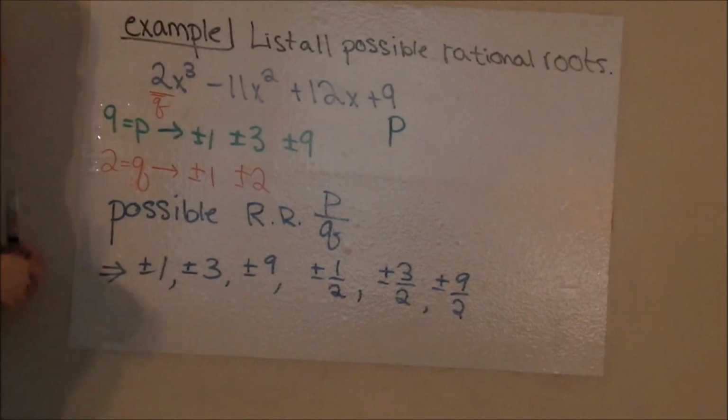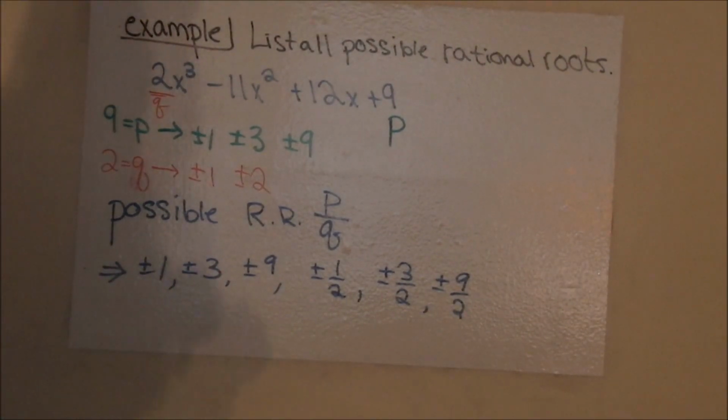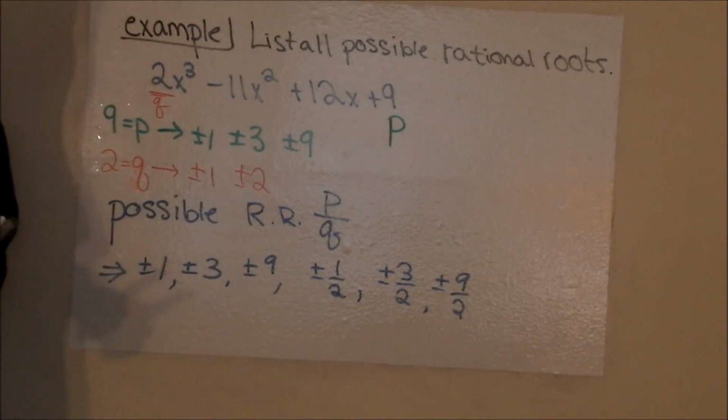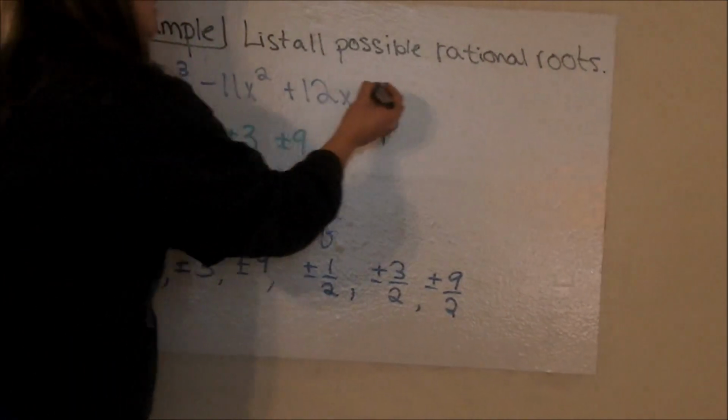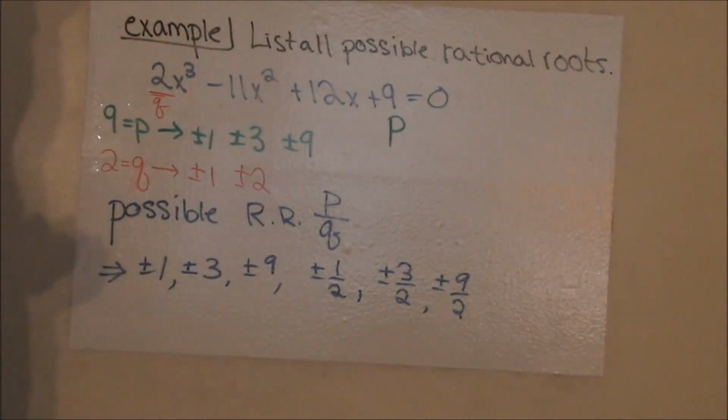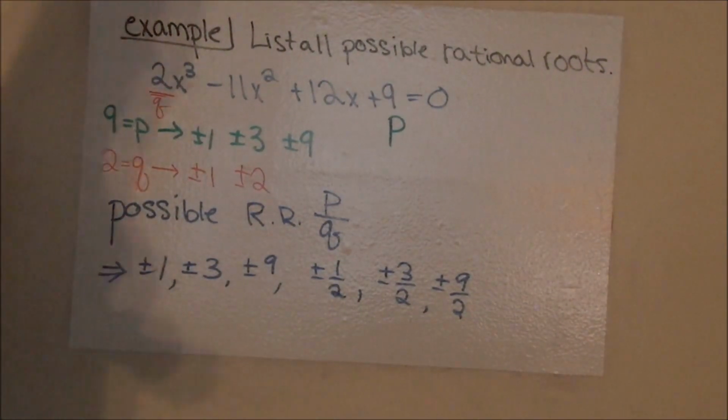So now we have listed all of our possible rational roots for this polynomial. And possible rational roots means when this equation equals 0. So that's what we're looking for. Okay.